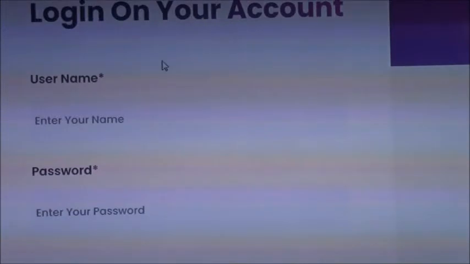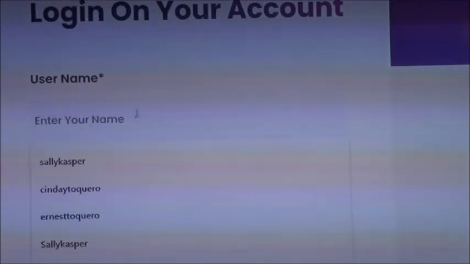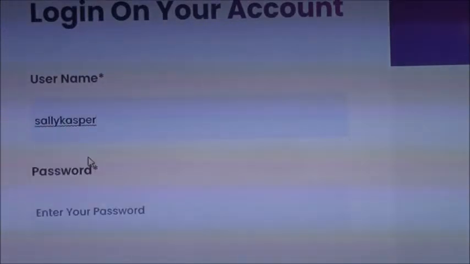So, if you're already registered, you have to write down your name here. And then, of course, I use Sally Casper for my username, so it's easier for my friends to find me and easier for me to remember. So I have to write down my password.